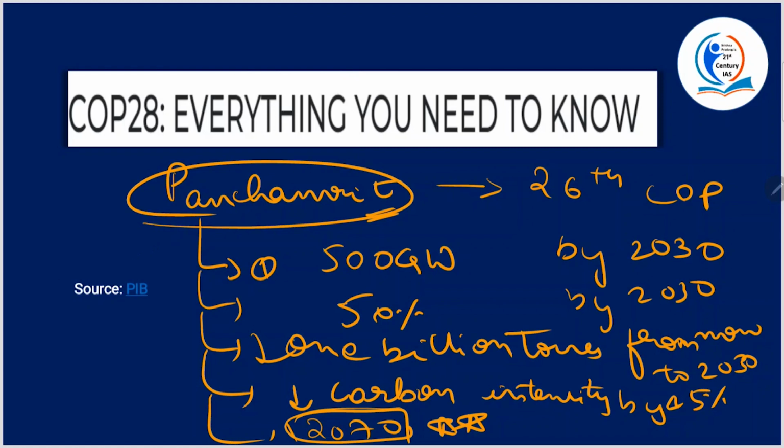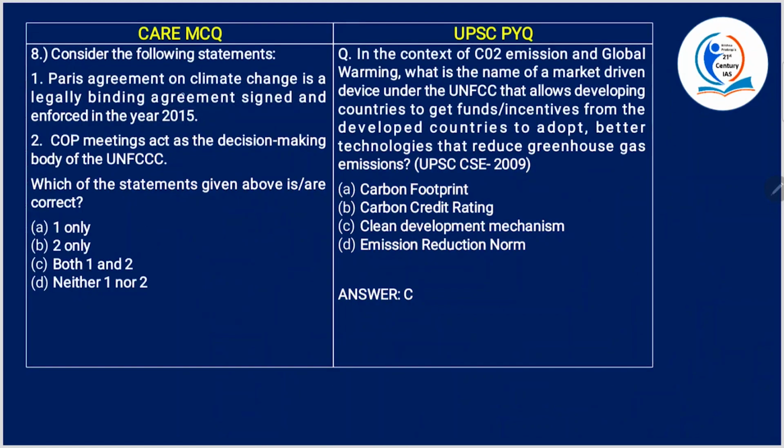Alright, now we'll get into the MCQ. Paris Agreement on Climate Change is a legally binding agreement signed and enforced in the year 2015. See, it is a legally binding international treaty. However, it entered into force on 4th of November 2016. So, it is not 2015. Alright. So, this is wrong. COP meetings act as the decision-making body for UNFCCC. This is correct. Right? Conference of Parties.